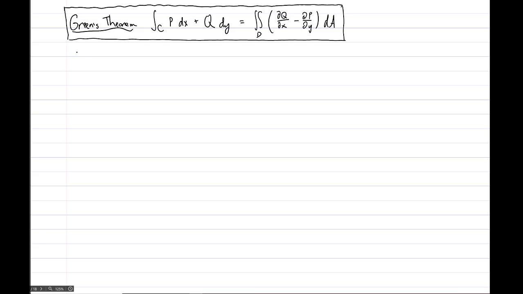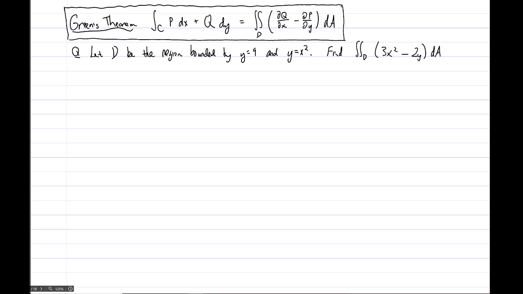Okay, to try another example, let capital D be the region bounded by y equals 9 and y equals x squared. And then let's find the double integral over D of 3x squared minus 2y dA.